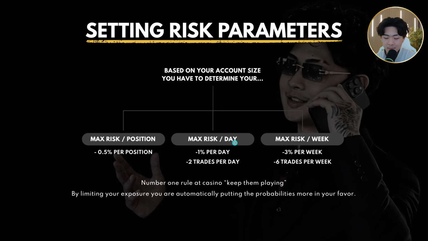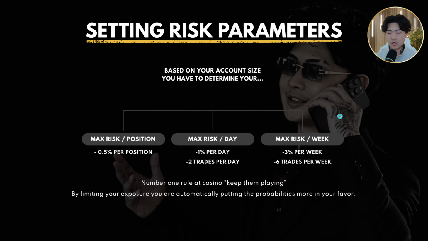You also want a max risk per day. 1% a day is a good place to start, and that covers you for 2 trades if you're risking 0.5% per trade. You want all of this predefined before you start risking money. Otherwise, you're going in with no calculation and no plan whatsoever. On top of that, you want a max risk per week, let's say 3% per week. That allows you to take up to 6 trades per week, 2 trades per day, risking a total of 3% per week.